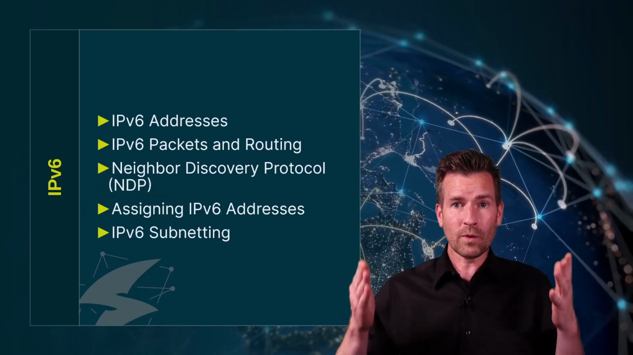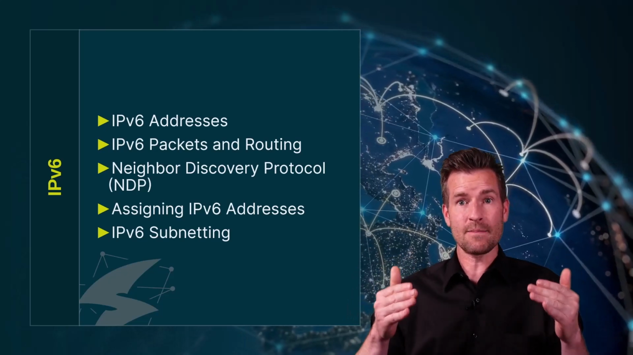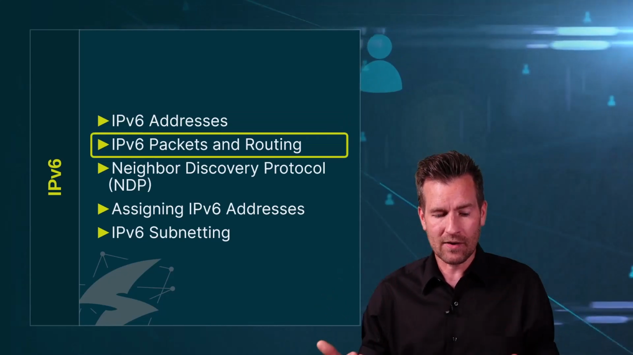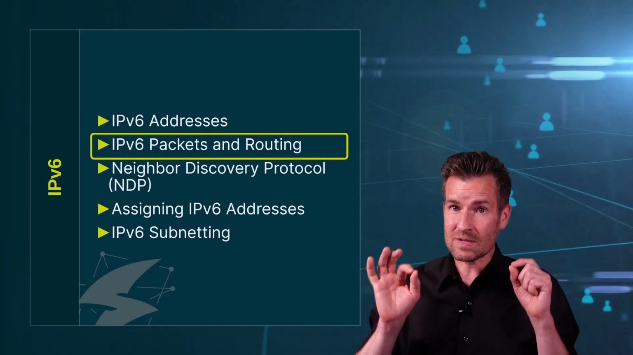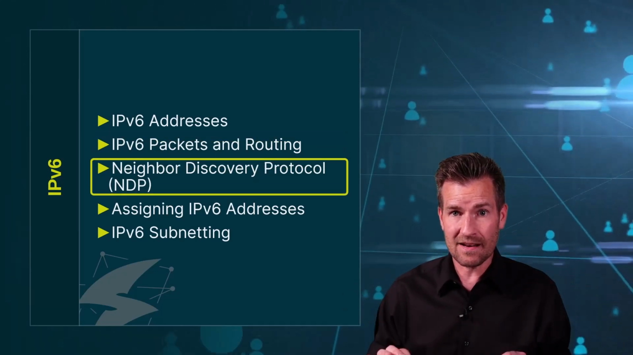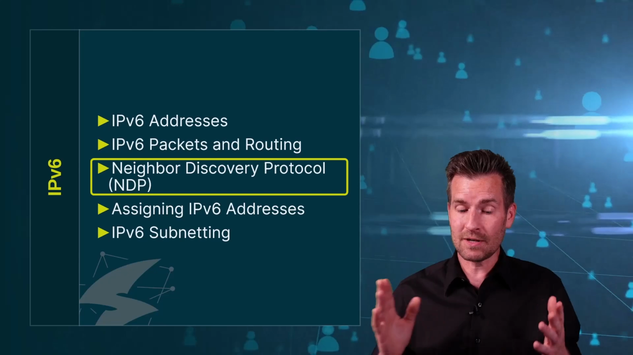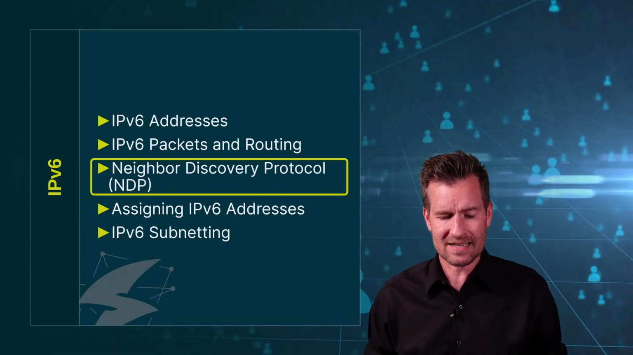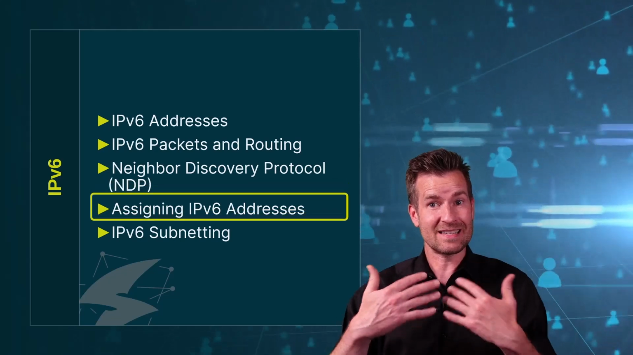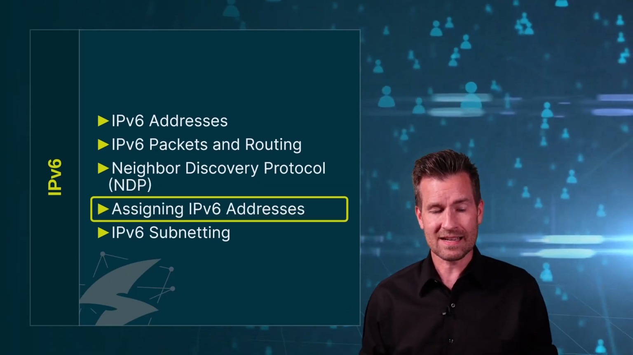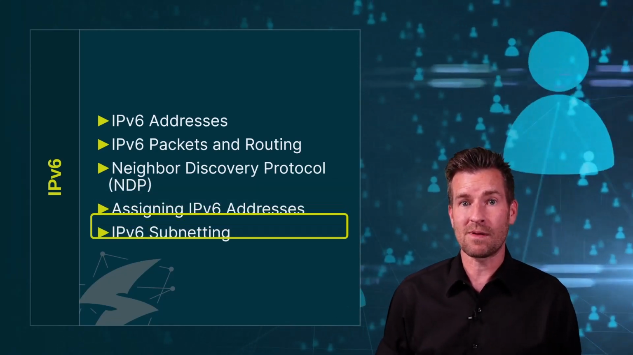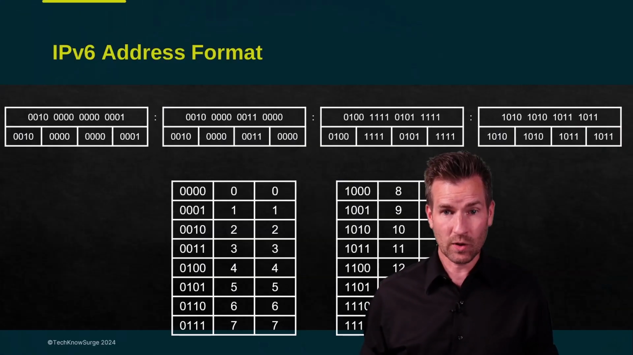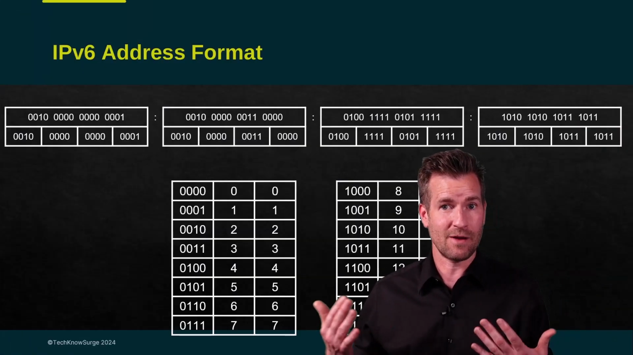So overall, we're going to start out with talking about those IP version 6 addresses. We'll get into the packets and routing and what it looks like. We'll get into some specific protocols that are needed for IP version 6, like Neighbor Discovery Protocol, which is a huge component when it comes to IP version 6. We'll get into how addresses get assigned with IP version 6, and then we'll also talk about IP version 6 subnetting.